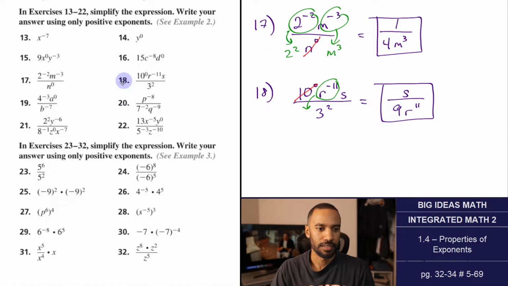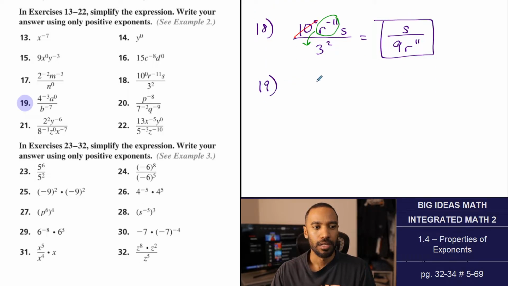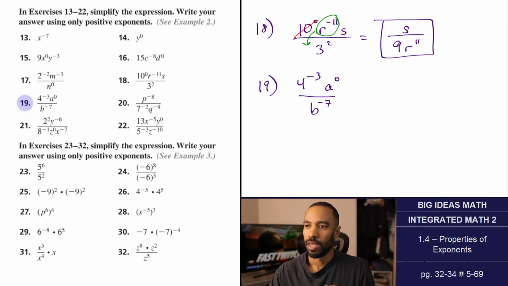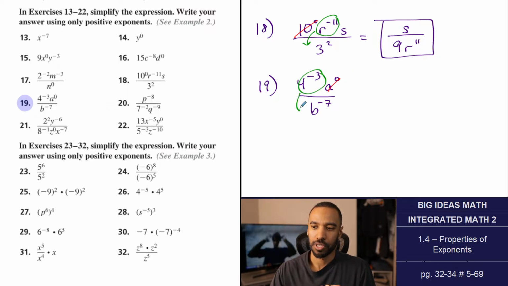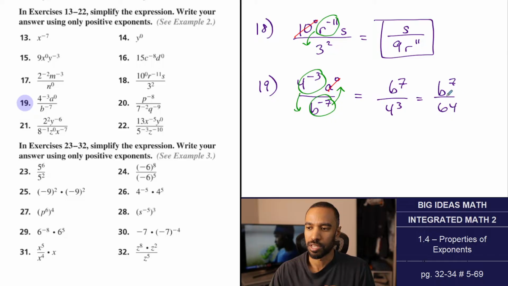Number 19. See, they go relatively quickly. You have 4 to the negative 3rd times a to the 0 over b to the negative 7th. a to the 0 power is 1. 4 to the negative 3rd goes in the denominator as 4 to the positive 3rd. b to the negative 7th goes in the numerator as b to the positive 7th. And 4 cubed is 64. So you get b to the 7th over 64.